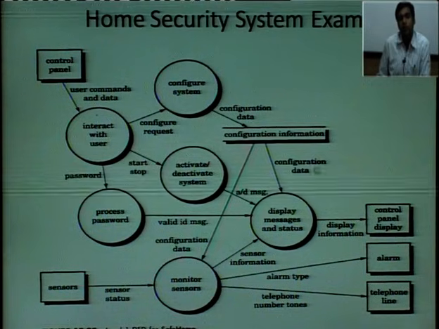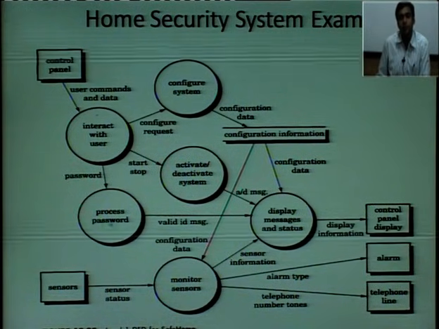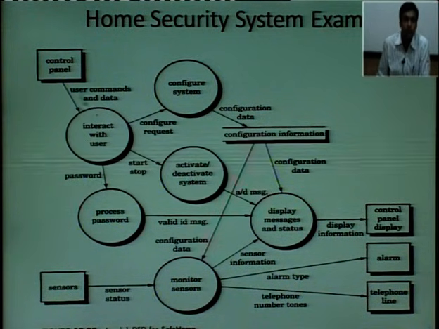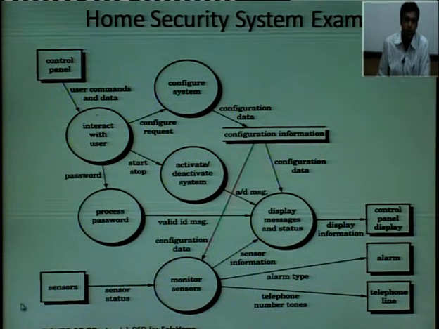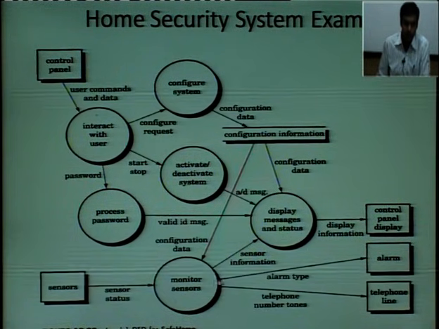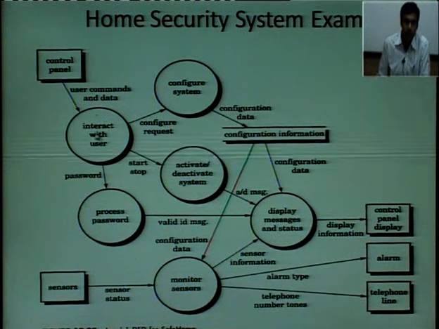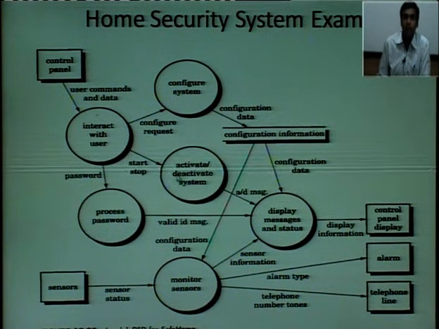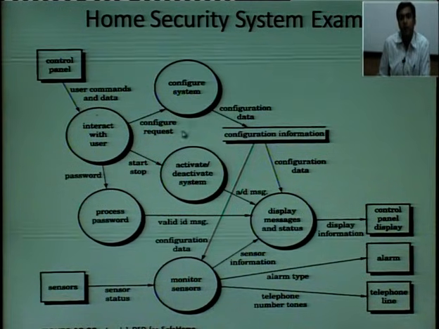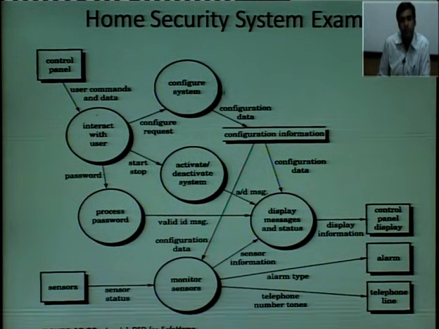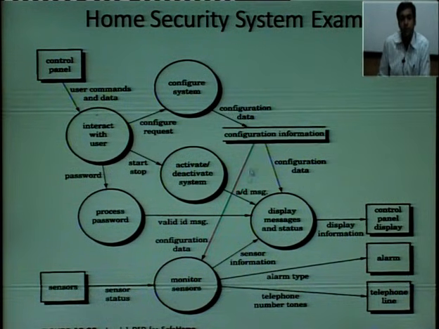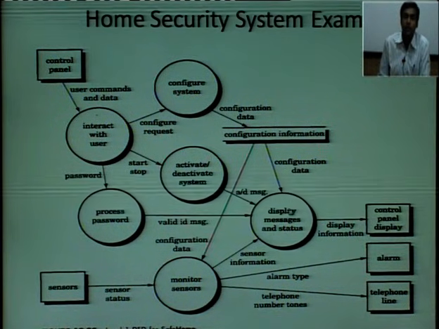Like this diagram. Now to understand this complex diagram: we have one input box which is taking input from the user, and one input box which is taking input from the sensor. After taking input, this bubble is either processing the password or validating the user. This bubble is activating or deactivating the system, and this bubble is for configuring the system. After configuration, we are storing the configuration data in the data store. This bubble is meant to display output.